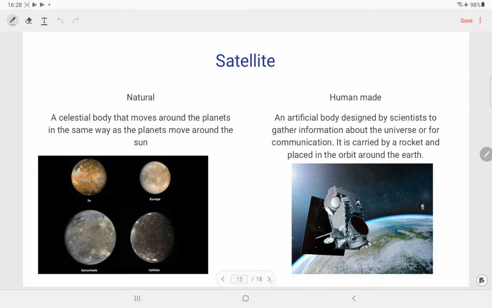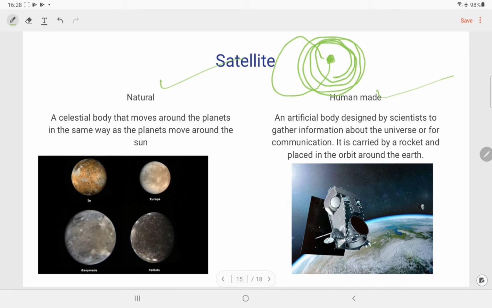So moving on, we have to know what a satellite is. A satellite basically can be described in two terms: natural and human made. In a simple definition, a satellite is something which is revolving around another thing continuously with the same speed. As this thing is revolving, this is also revolving around this thing. So this is the basic definition of a satellite.